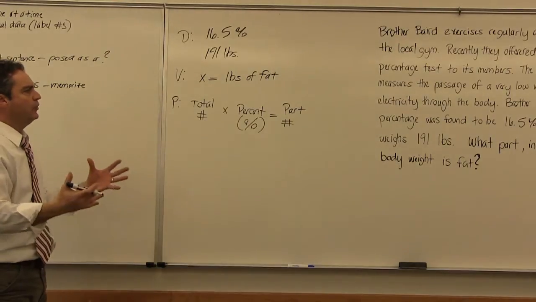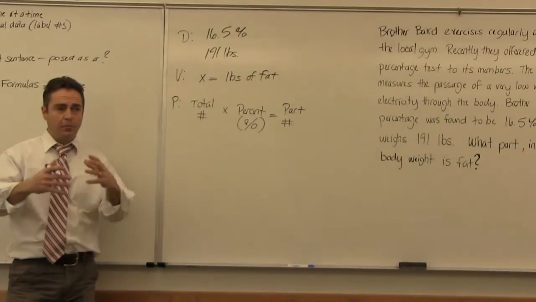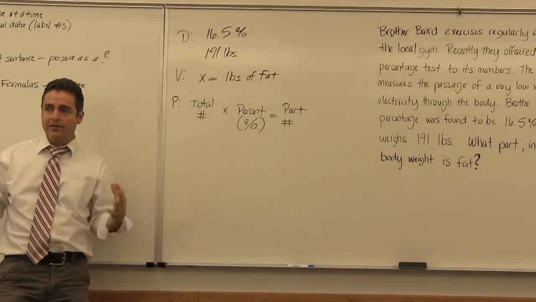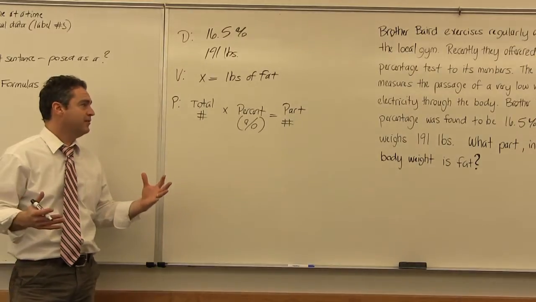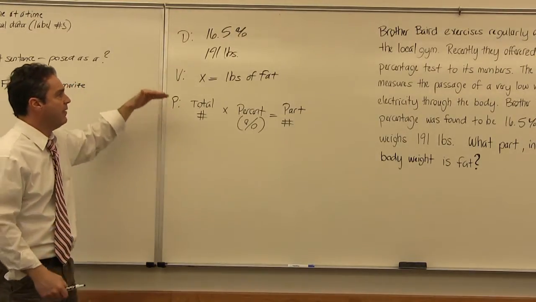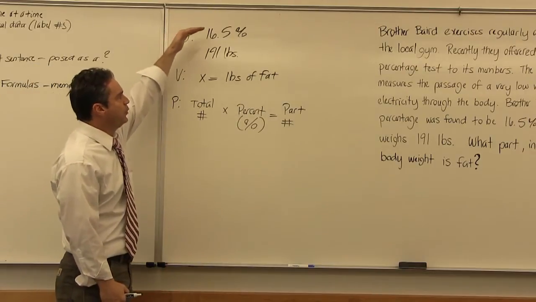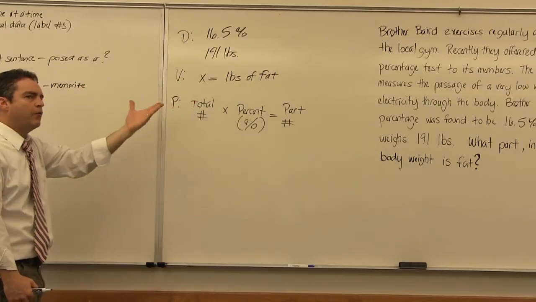What is our total number in this problem? Again, this goes back to, is Brother Baird's whole body fat? I hope not. He probably wouldn't exist, right? So his total number up here, we think about this, we have 3 items up here. So let's come back over here.